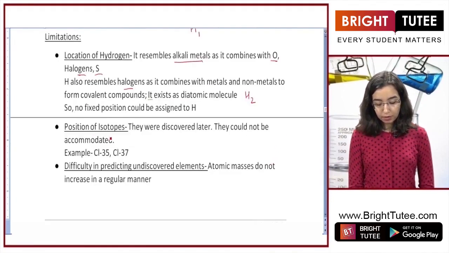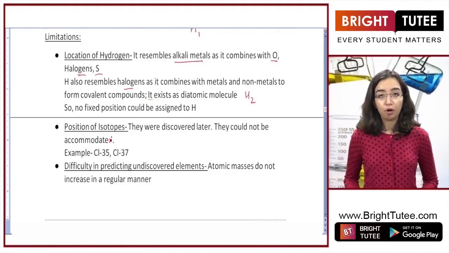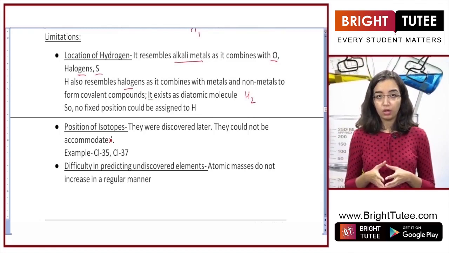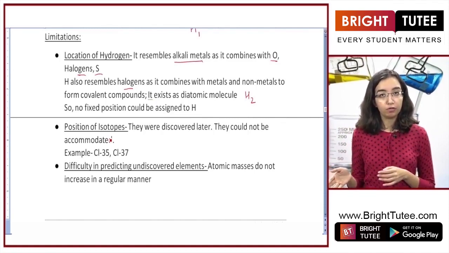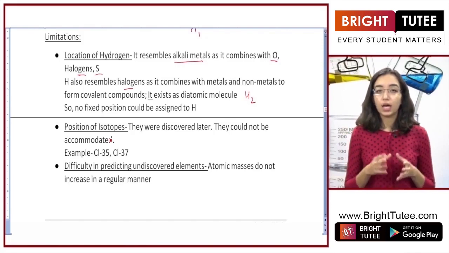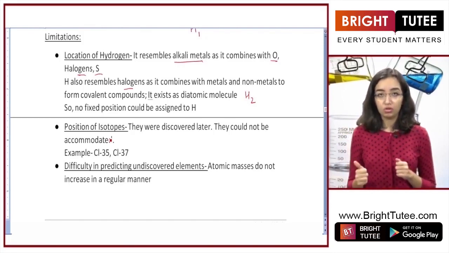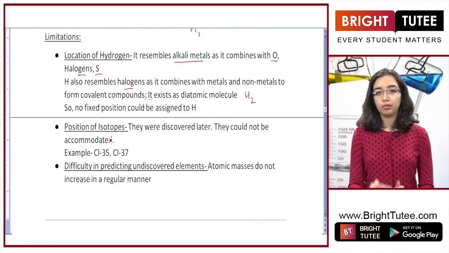Another problem was that of isotopes. So let's revise what isotopes are. Isotopes are different forms of the same element which have a different number of neutrons. So they have the same atomic number but they have different atomic mass because they have a different number of neutrons inside the nucleus. Isotopes were not discovered up until this classification came into being. So it was no problem until then.